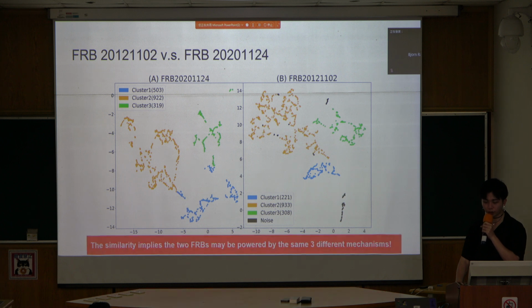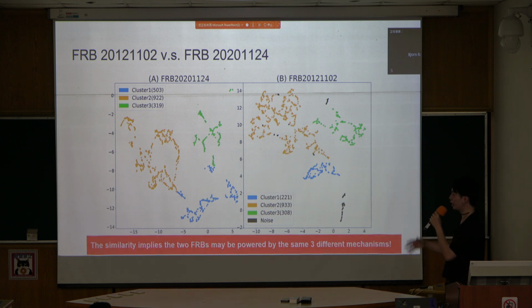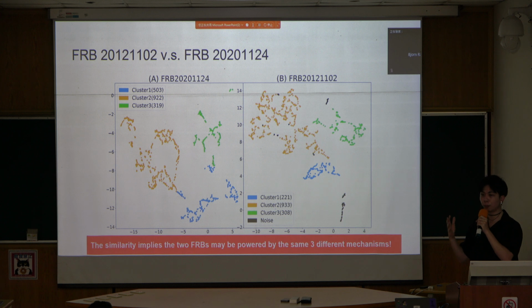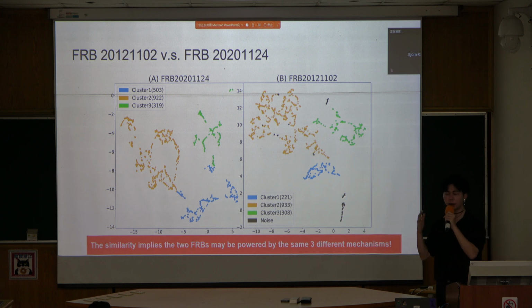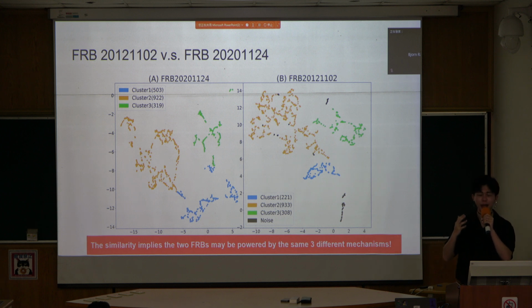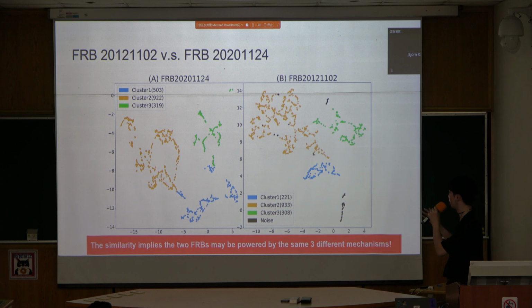So here we say that this similarity might imply similar physical mechanics driving these two FRBs. And that is the reason why the AI projected results are so similar.